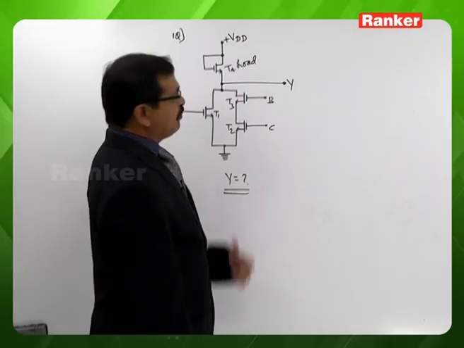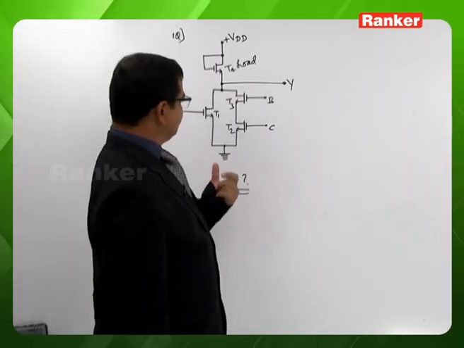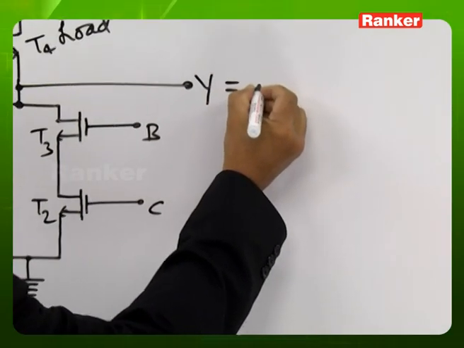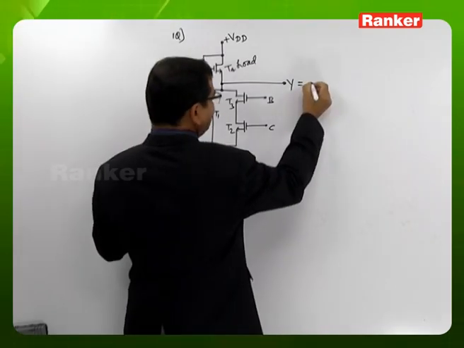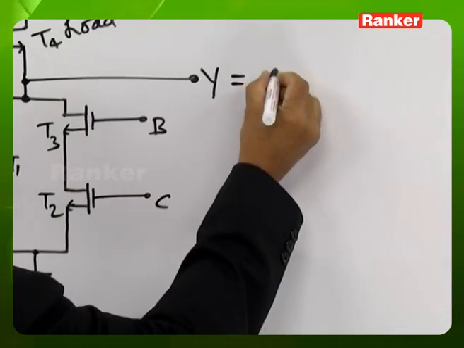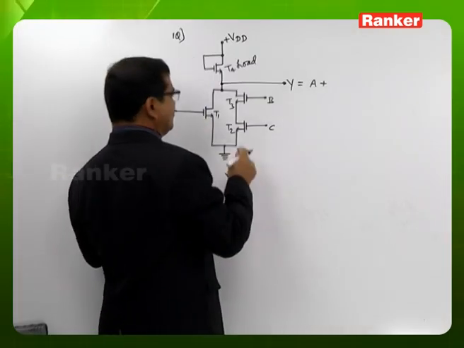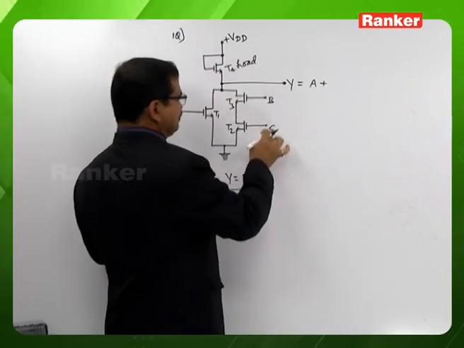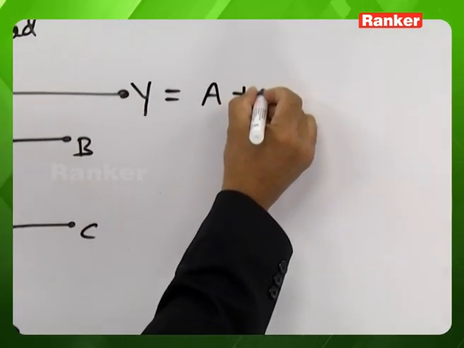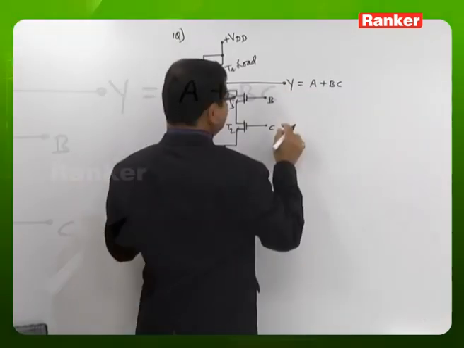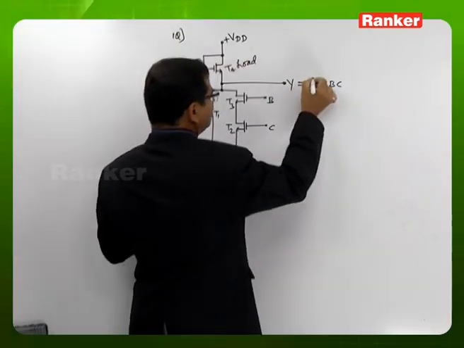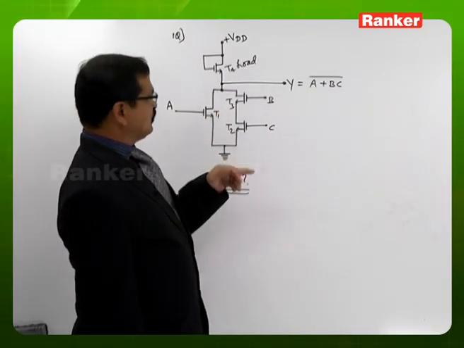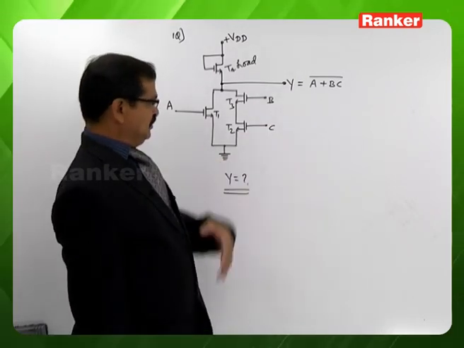So what is the Boolean expression implemented by this circuit? It is possible to write the expression Y as: transistor T1 input is A, in parallel with the transistor T2, T3 combination, whose inputs are B and C respectively. So that is A or BC. And since it is a load, it is a complement operation. Hence the Boolean expression implemented by this circuit will be (A + BC) complement.